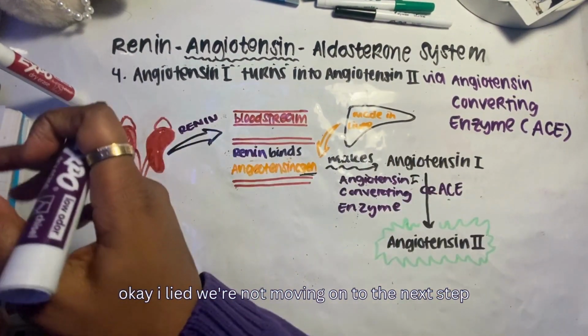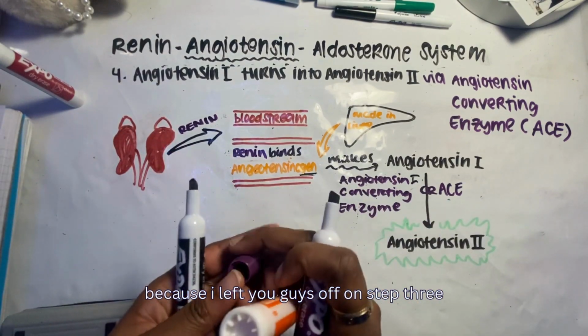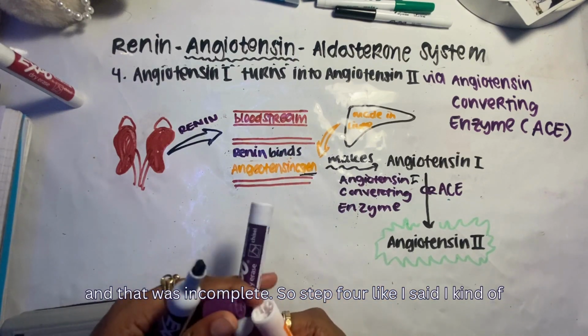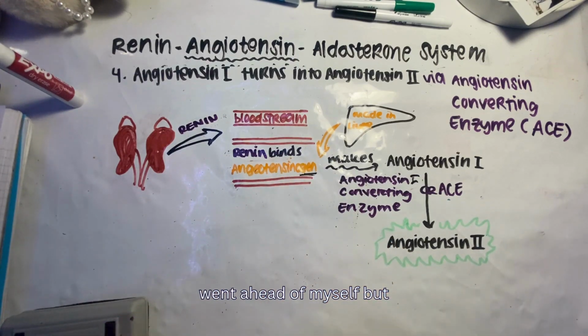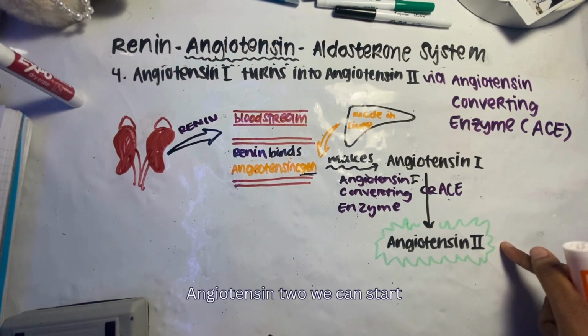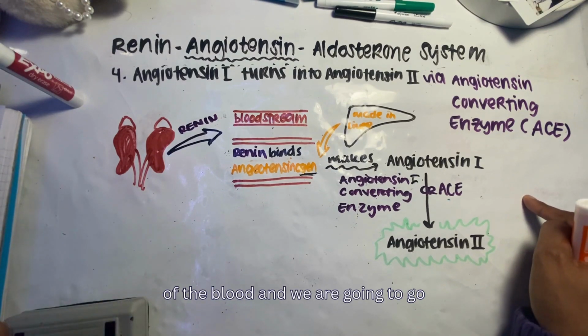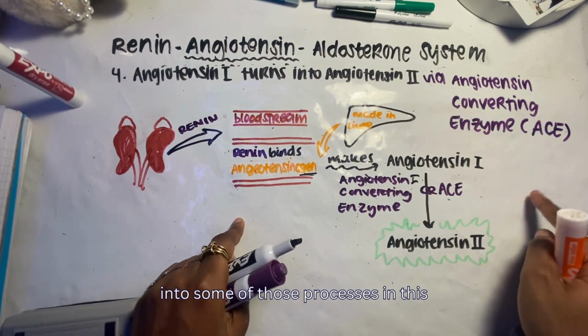Okay, I lied. We're not moving on to the next step because I left you guys off on step 3 and that was incomplete. So step 4, like I said, I kind of jumped the gun and went ahead of myself. With angiotensin 2, we can start various metabolic processes to increase the blood pressure of the blood. And we are going to go into some of those processes in this next section.